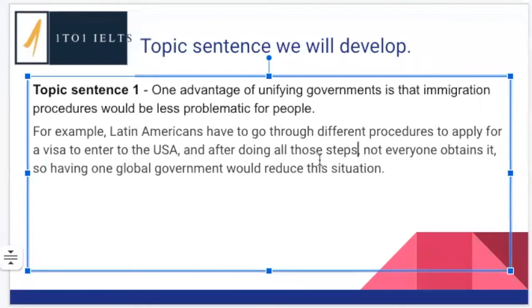Having one global government would reduce the situation. So you can't reduce the situation. So what would be a better expression here? Yeah, you could improve the situation. Let's have another go. Latin America is going through lots of steps to get to the USA. So we've got very specific people. So, okay, having one global government would improve the situation.